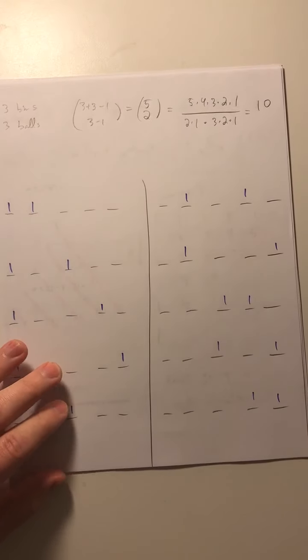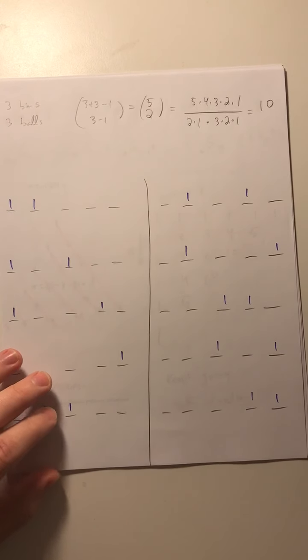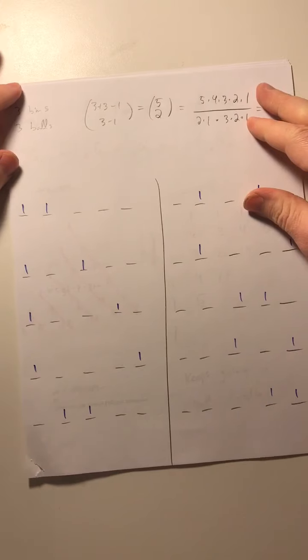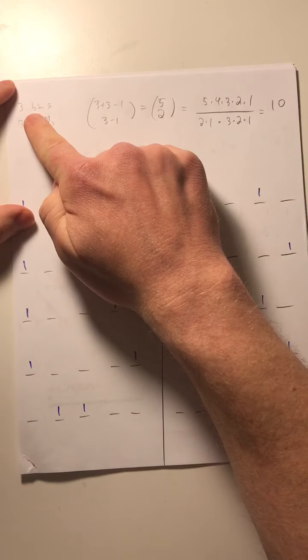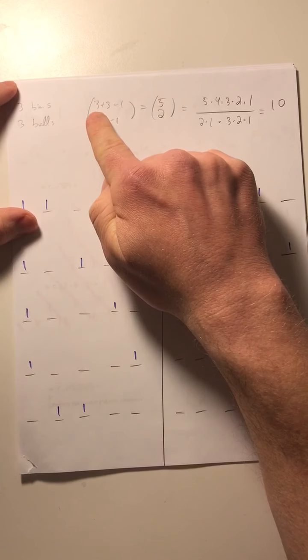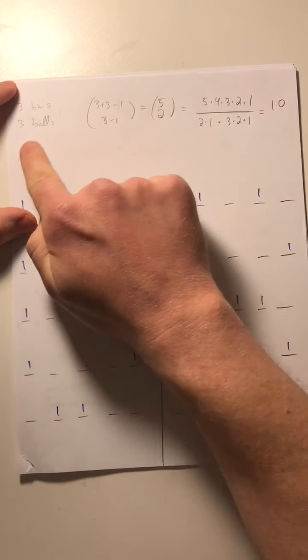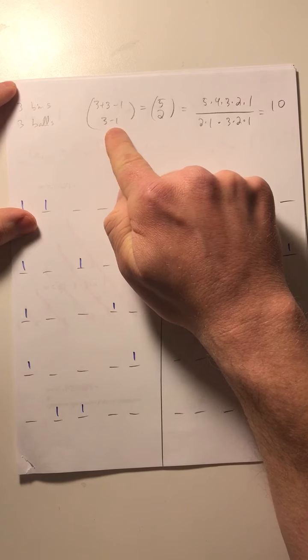Right? Let's go back. So here, I've kind of written out all the possible examples. So I have 3 bins and 3 balls. 3 bins means 2 dividers. So I'm going to do 3 bins plus 2 dividers is 5. And I'm going to choose 2 places to put dividers.